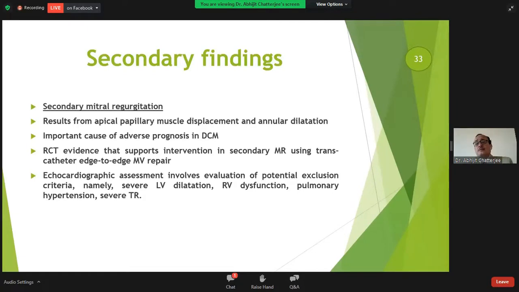When evaluating dilated cardiomyopathy, whether idiopathic or ischemic, remember not to miss secondary mitral regurgitation. It results from apical papillary muscle displacement and annular dilatation. It is an important cause of adverse prognosis in dilated cardiomyopathy, and randomized clinical trials.